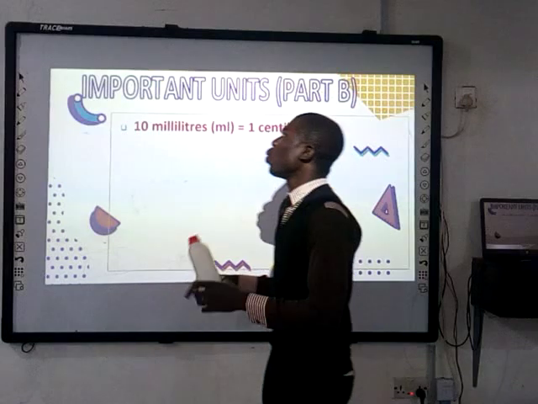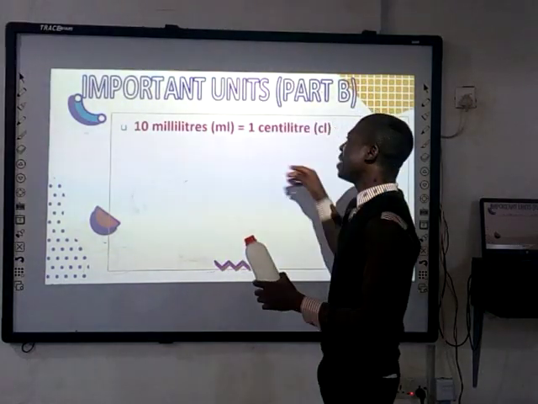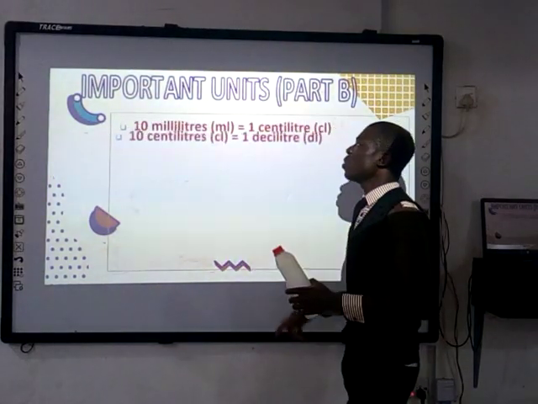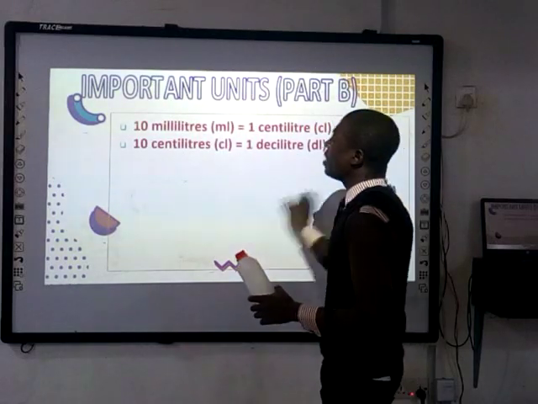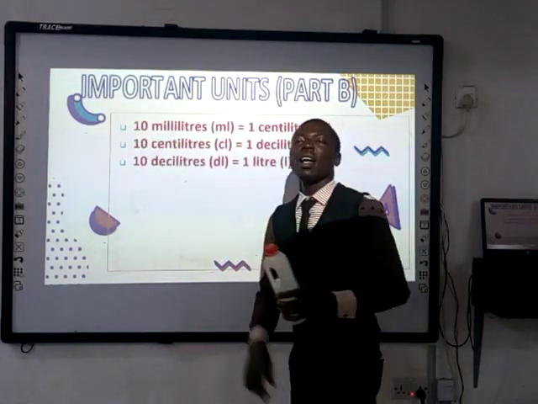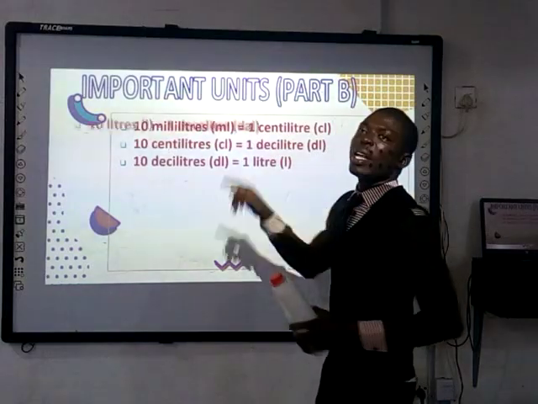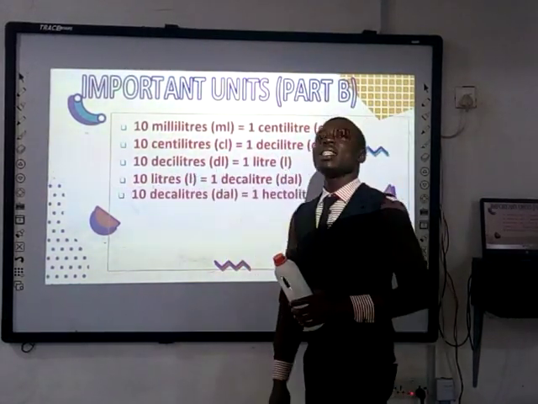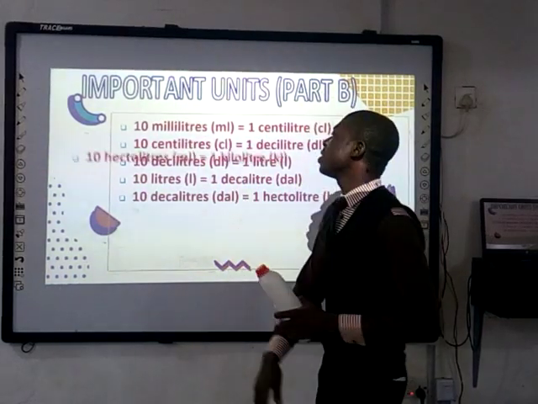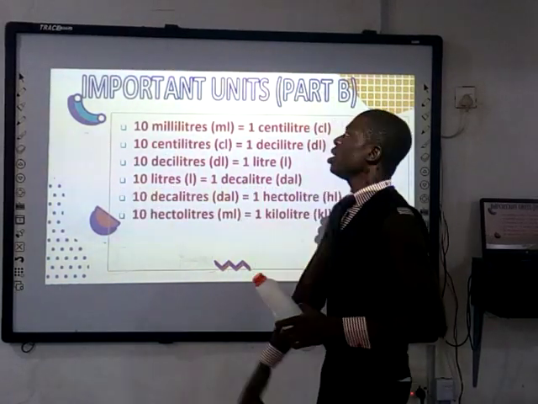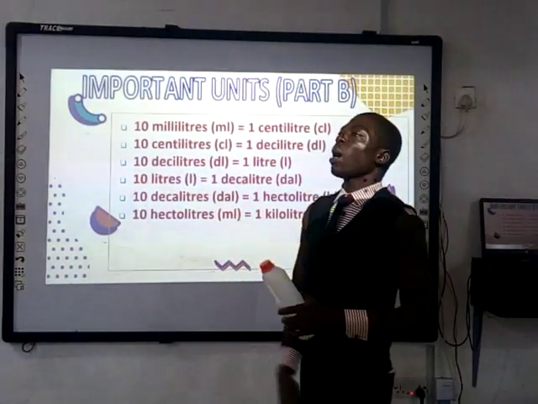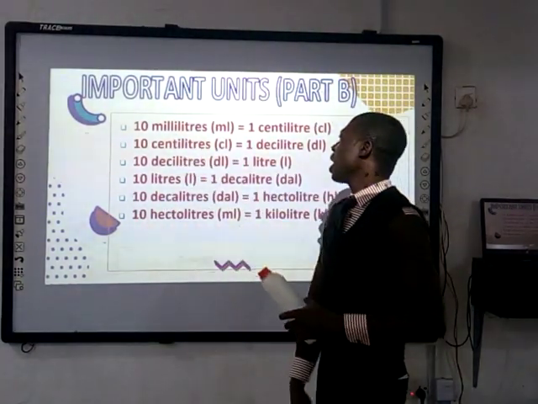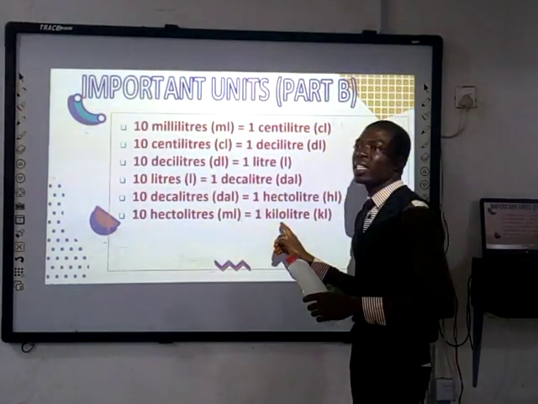Take note. 10 milliliters make 1 centiliter. 10 centiliters make 1 deciliter. 10 deciliters make 1 liter. 10 liters make 1 decaliter. 10 decaliters make 1 hectoliter. 10 hectoliters make 1 kiloliter. So the smallest unit of capacity is the milliliter, while the biggest one is the kiloliter.